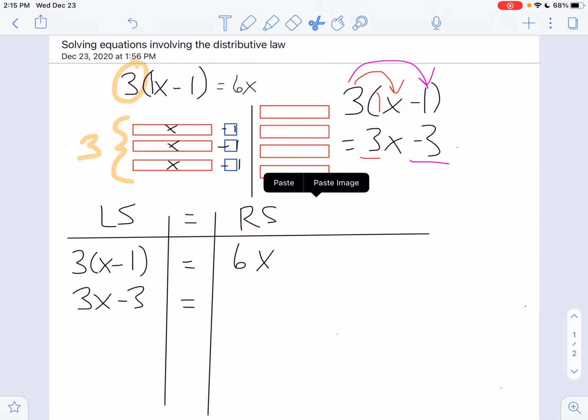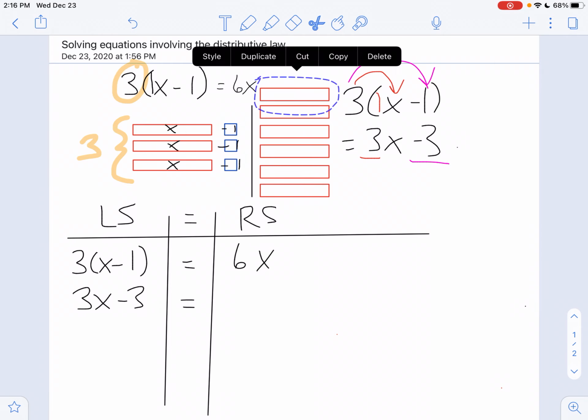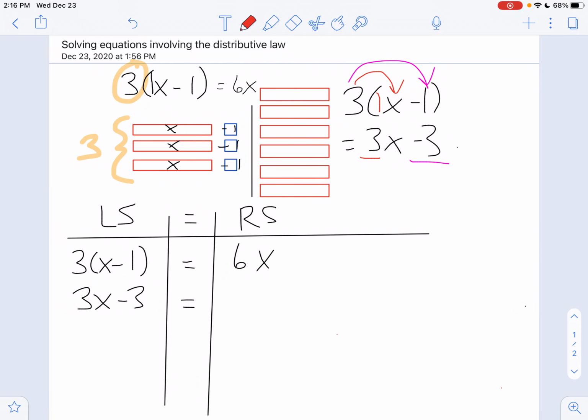Four, 5, and 6. Okay. And then we can start to solve this equation.